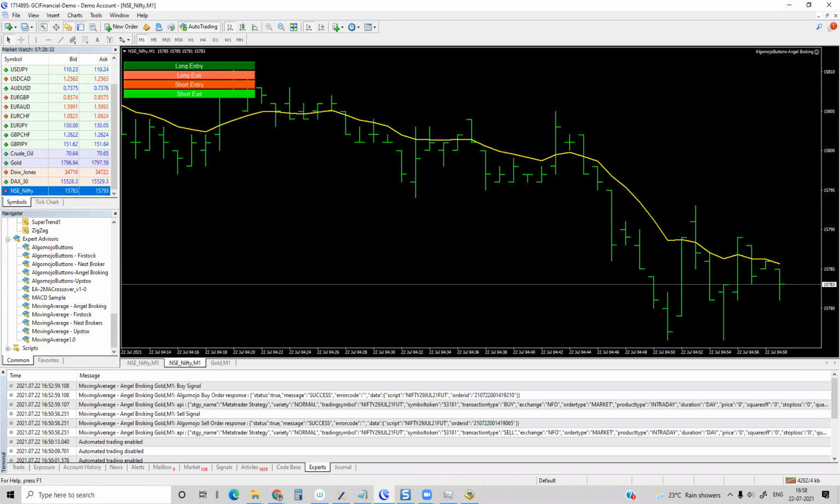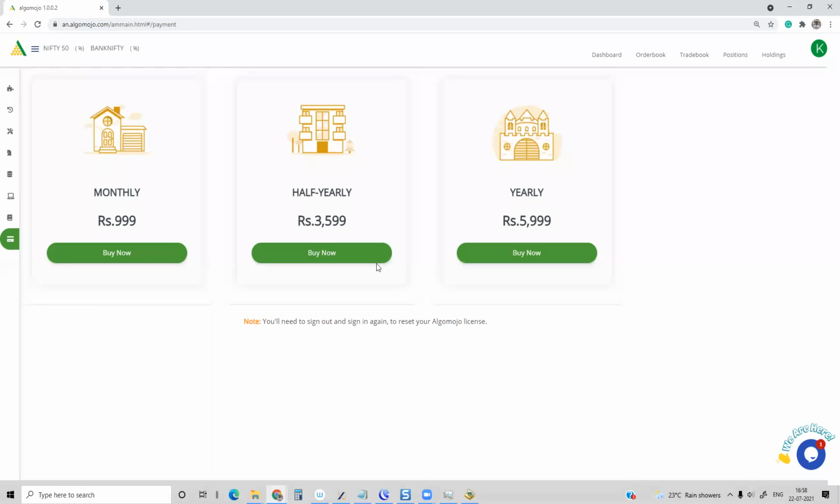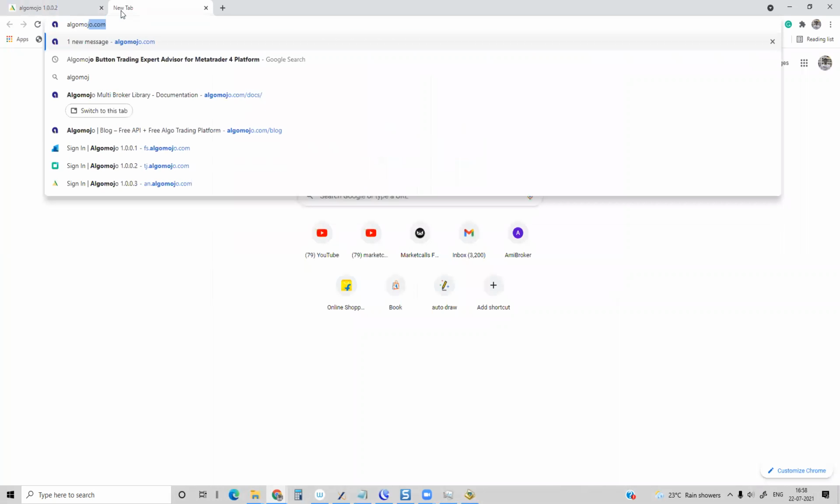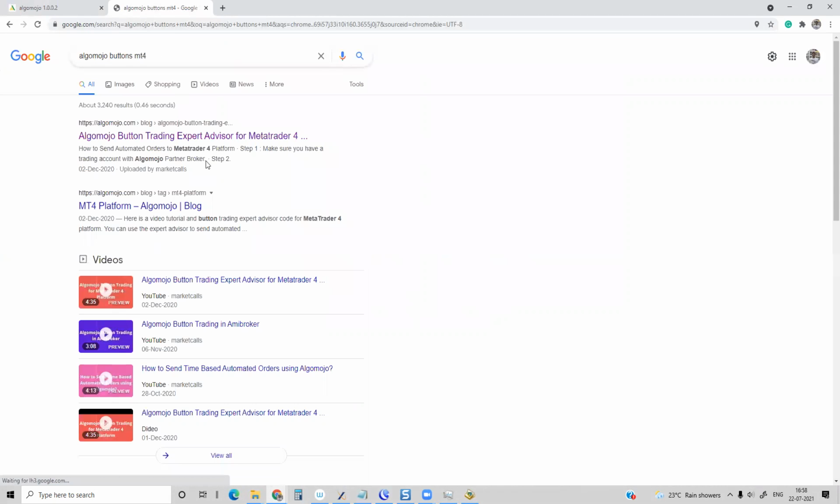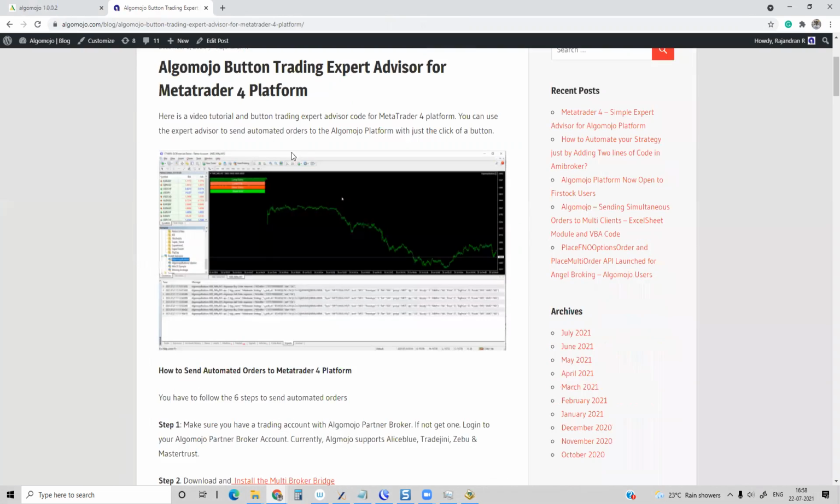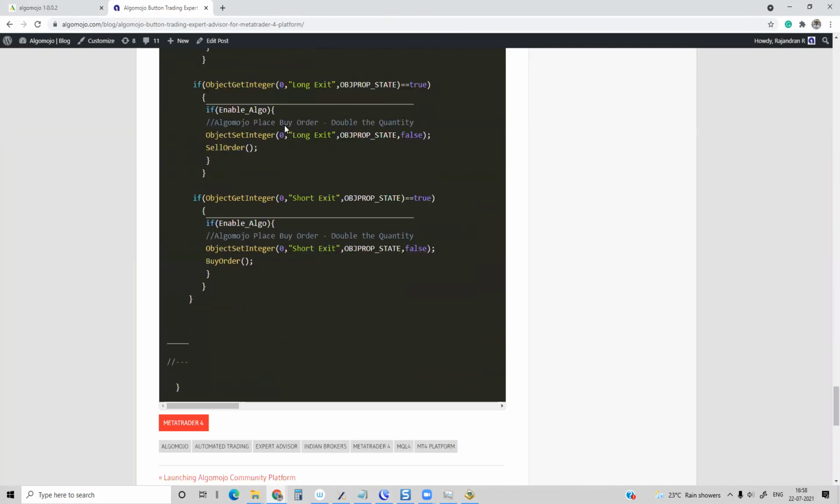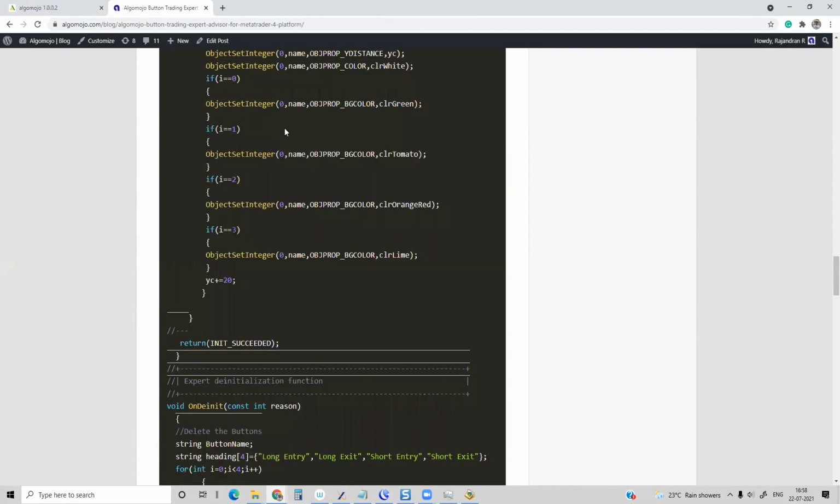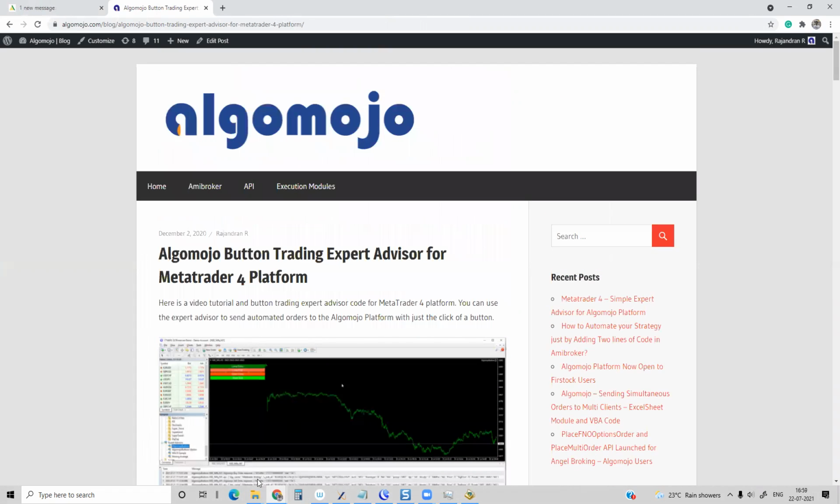So where can we get all these expert advisor buttons? As of now, I have released them for only a few brokers, but you can always go to Algomojo buttons. Just Google Algomojo buttons MT4. Today I'll be updating this page. If you go and check it out, you'll be able to get the expert advisors I had released some time back with the source code. Now I'll be uploading a new set of codes.